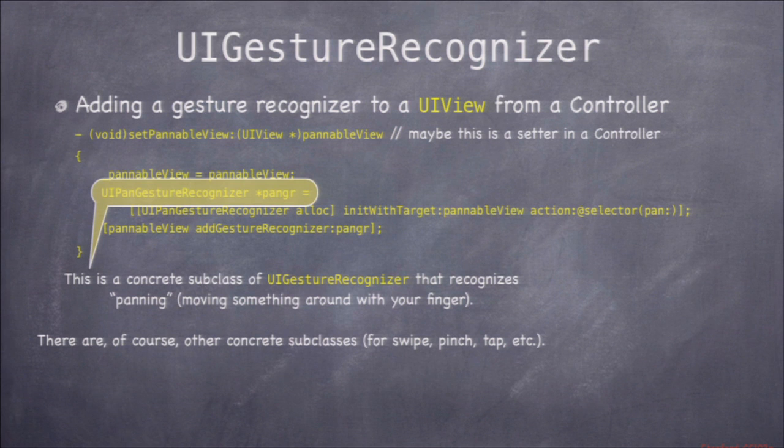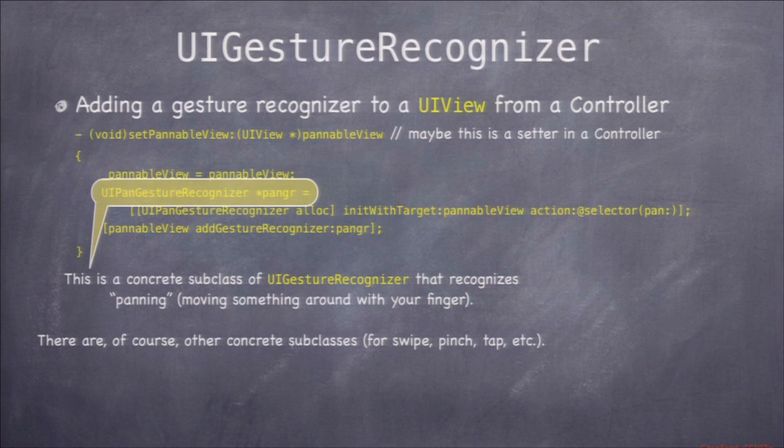It's the setter of an outlet for a view called Panable View. Okay, that's the name of the outlet, Panable View. So this was just control dragged, wired up, and now it's an outlet, and now we're in the setter. And in the setter, what we're going to do is when that view is set in our controller, we're going to add a gesture recognizer to that view so that that view starts recognizing the pan gesture. Pan is put your finger down and move around. Okay, that's called panning.